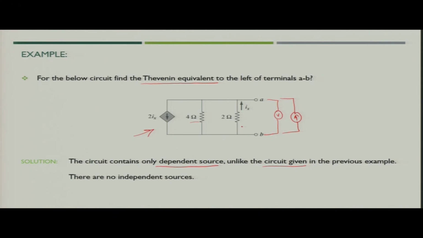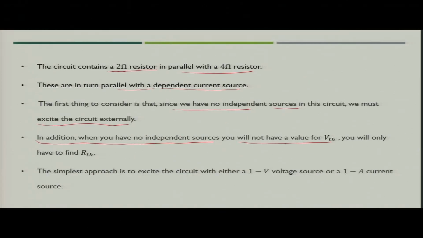That means that if you are having the A and B terminals as open circuited and you want to find out the open circuit voltage across terminals A and B, this will always be 0, because there is no independent source to supply power to the circuit. So, in that way you can simply say that we need not calculate VTH for this type of circuit. What is left is that we need to find out the value of only Thevenin resistance.